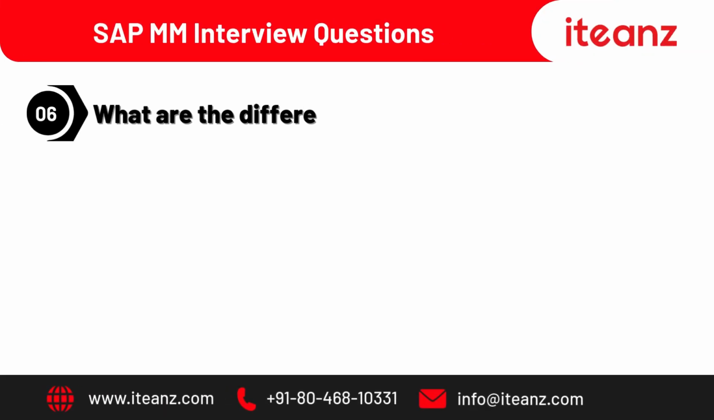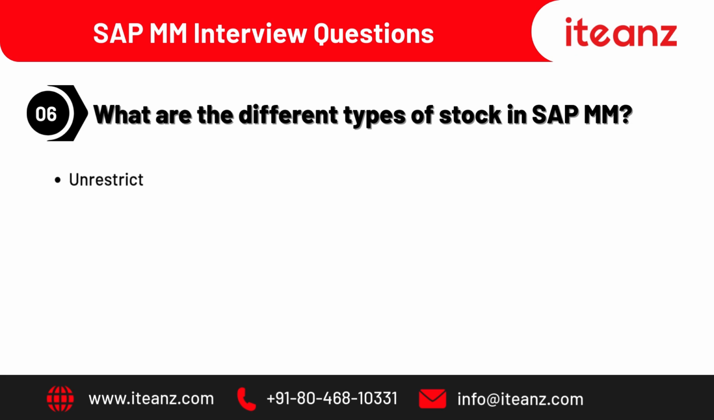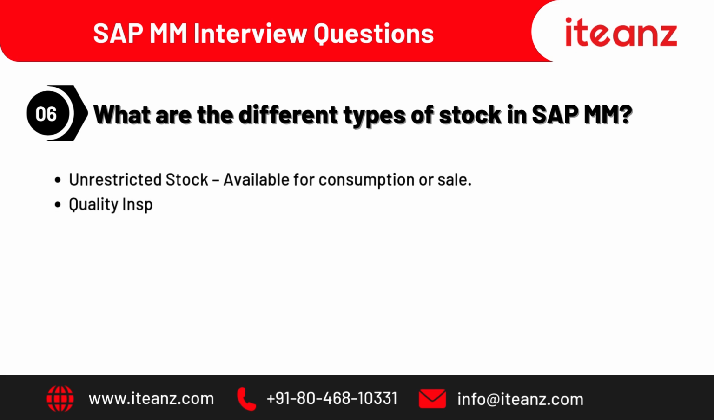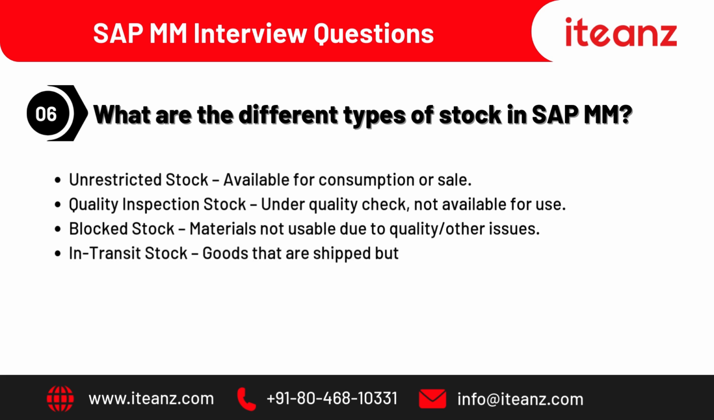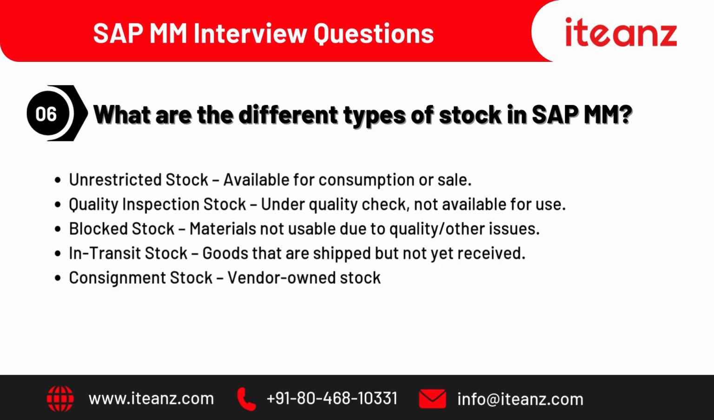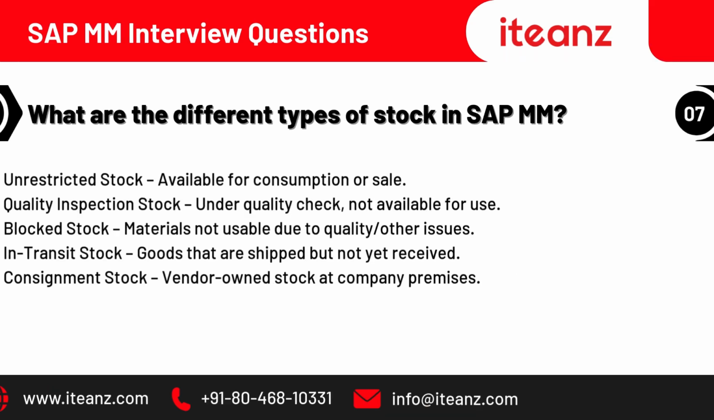What are the different types of stock in SAP MM? Unrestricted stock, available for consumption or sale. Quality inspection stock, under quality check, not available for use. Blocked stock, materials not usable due to quality or other issues. In-transit stock, goods that are shipped but not yet received. Consignment stock, vendor-owned stock at company premises.